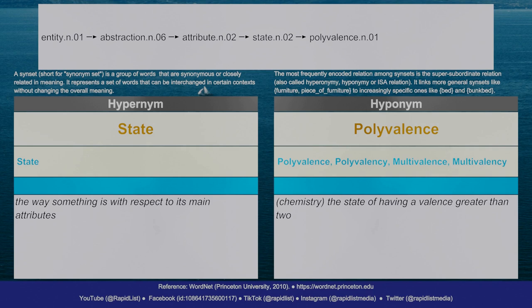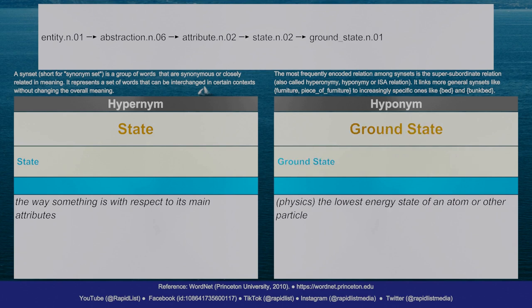Polyvalence. Chemistry, the state of having a valence greater than two. Ground state. Physics, the lowest energy state of an atom or other particle.